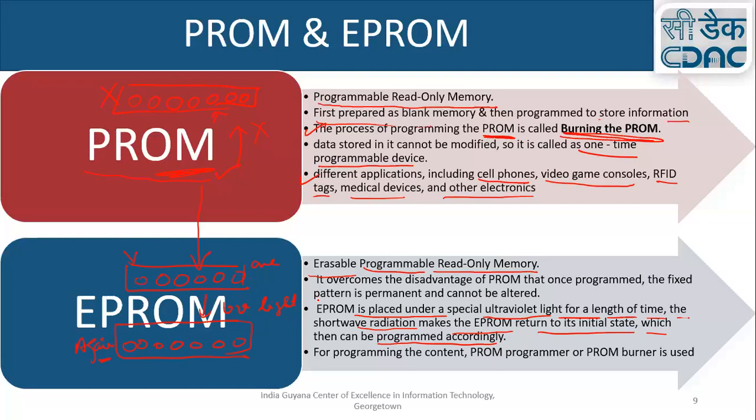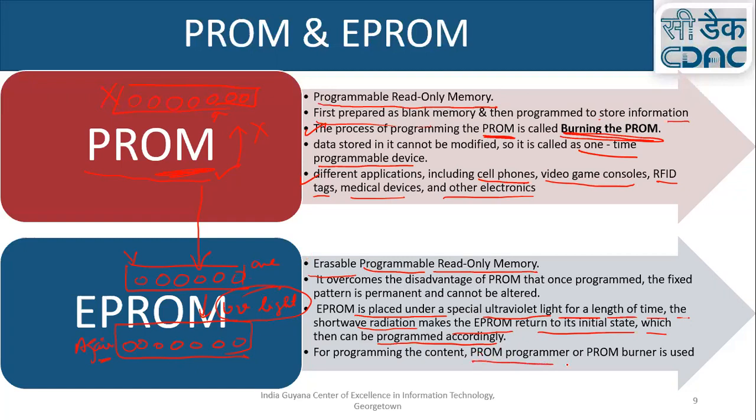Sir, other than the UV light, could the information be erased with any other process? Not in EPROM. For EPROM, you require the ultraviolet light, UV light. To erase anything from the EPROM, you need the UV light. So this is the only problem. UV light is required to erase something from the EPROM, and the solution comes.